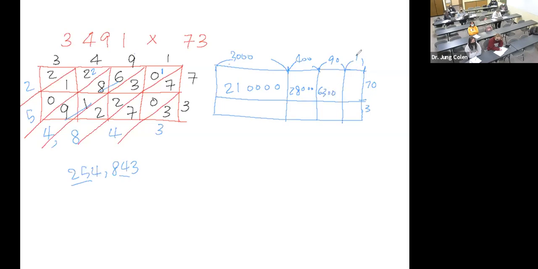6,300. 1 times 70, 70. 1 goes here, 3,000 times 3, 9,000. 400 times 3, 1,200. 90 times 3, 270. 1 times 3, 3. Then you can add them all together. 210,000 plus 28,000. 6,370.